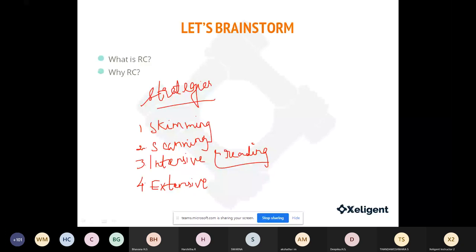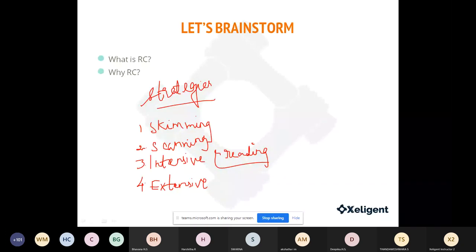That's scanning. And then intensive reading. The third strategy is intensive reading. It is reading everything. It's going through the text. You take the passage and go through it from top till bottom. That is intensive reading. If you are a bookworm who reads a lot of books, then you can follow intensive reading. Reading it line by line. Reading between the lines.